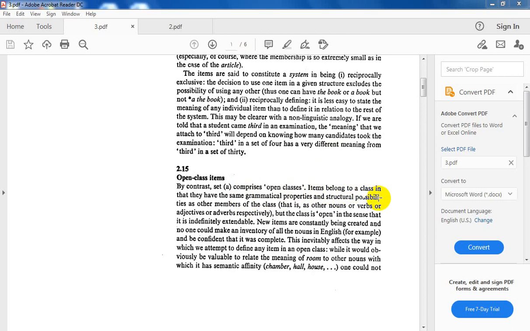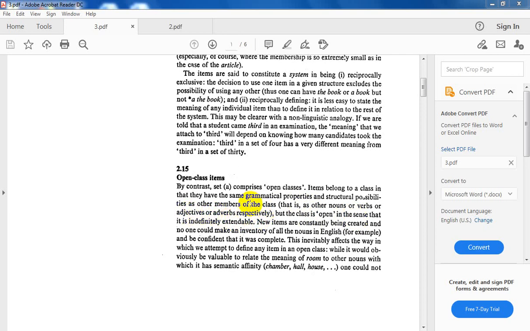Items belong to a class in that, why is it a class? They have the same grammatical properties and structural possibilities as other members of the class. What does this mean? It means these items belong to a class. They have the same grammatical properties and structural possibilities as other members of the class, for example, as other nouns or verbs or adjectives or adverbs respectively.